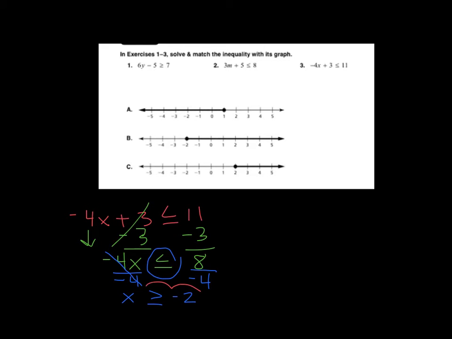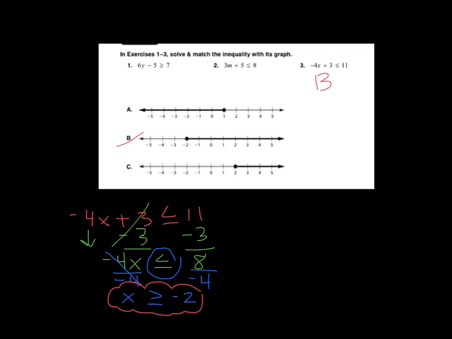So we are going to use this information to find our graph. We know that our circle is colored in, which should make sense. All of these graphs have a colored in circle. Remember, the closed circle is because this has the equal to. Then this says x is greater than or equal to negative 2. So notice right here, this is a closed circle on negative 2 pointing to the right. So I know that the graph that goes with number 3 is graph B.